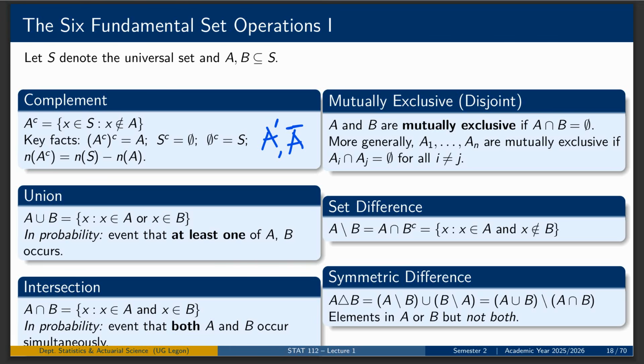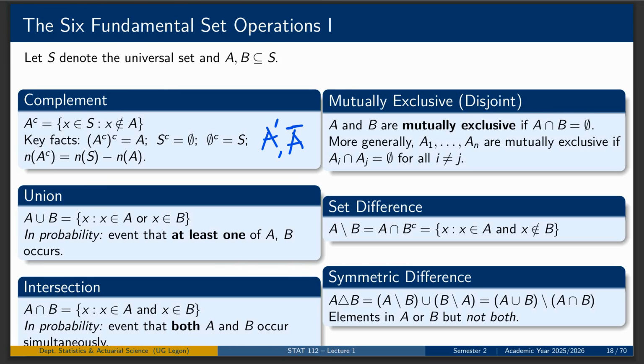Now we can generalize this for several events. So A_i intersection A_j is a null set for all i not equal to j, and this is important because if i is equal to j, then it's the same event. The same event intersection itself will give you the same event, which is A, and that will not qualify as disjoint.